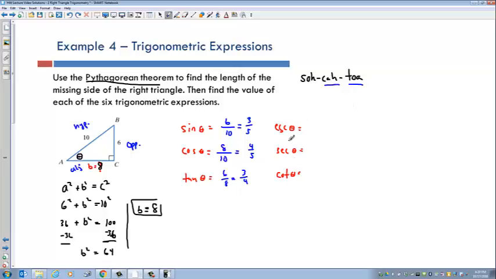And then finally, these over here are real simple to find. Cosecant of theta is the flip of sine of theta, so it's 5 over 3. Secant theta is the flip of cosine of theta, so it's 5 over 4. And cotan of theta is the flip, or if we want to be fancy, the reciprocal of tan of theta, and so it's 4 over 3. And so that's how you figure out the value of these 6 trigonometric expressions.